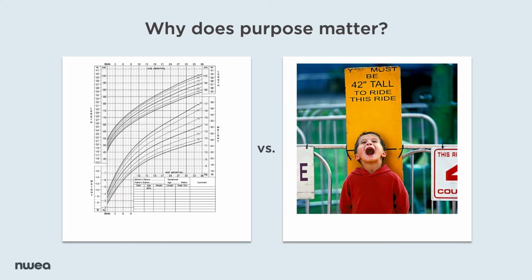Now, imagine you're a roller coaster operator. Your job is making sure kids are tall enough to ride safely. You're also measuring height, but for you, it's a yes or no question. Do they meet the minimum height requirement for safety? Although height is being measured in both cases, there's a big difference between asking exactly how tall are you and are you tall enough? The purpose behind the measurement determines the level of precision and accuracy that's required.